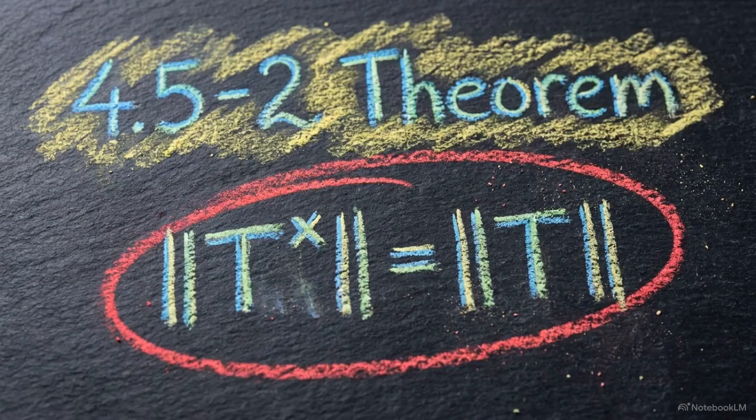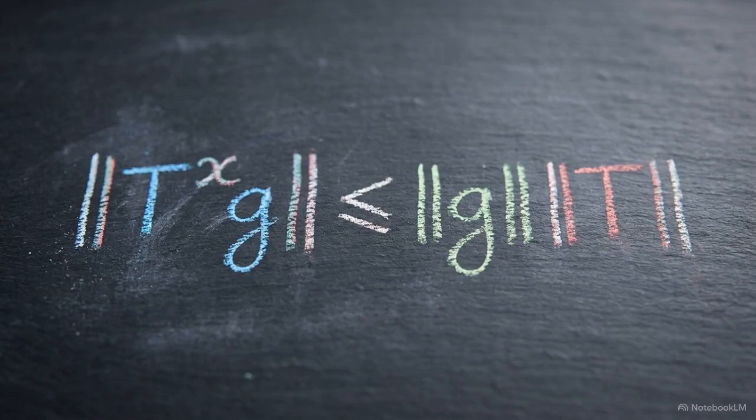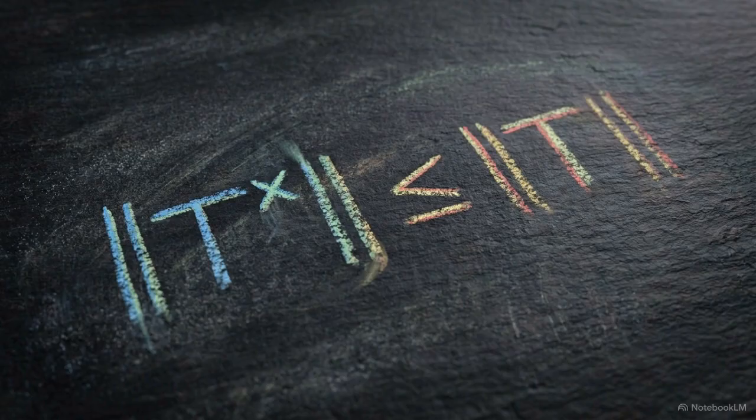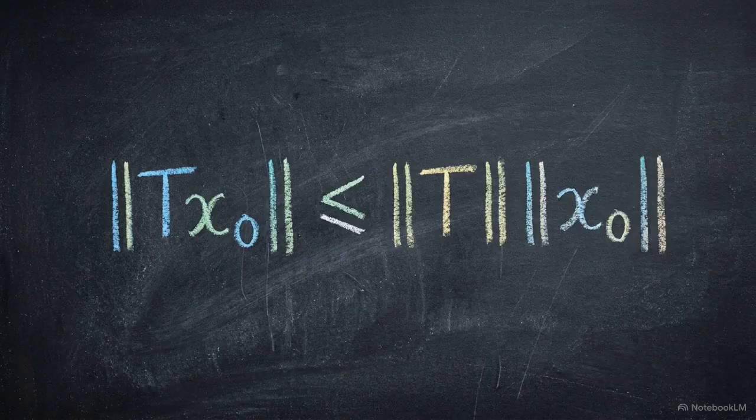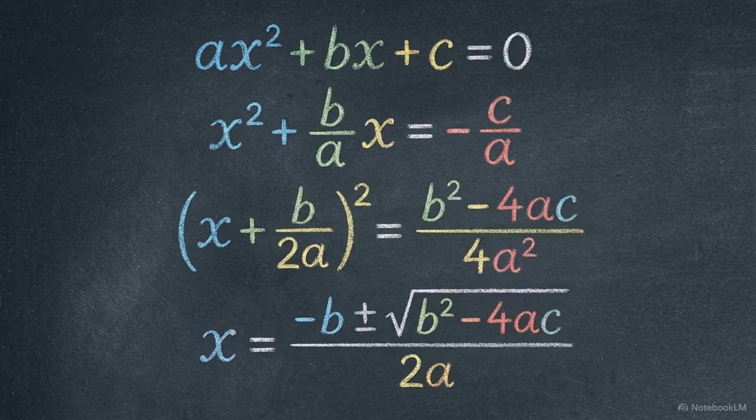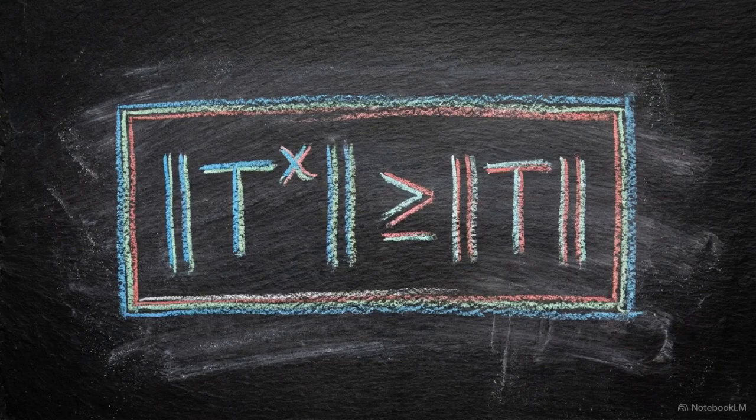Kreyszig's theorem 4.5-2 proves that the adjoint operator is norm-preserving. The norm of T cross is exactly equal to the norm of the original operator T. Through standard algebraic bounding, it is straightforward to show the adjoint cannot exceed the original. The proof requires demonstrating that it cannot be smaller either, capturing the full transformation magnitude.